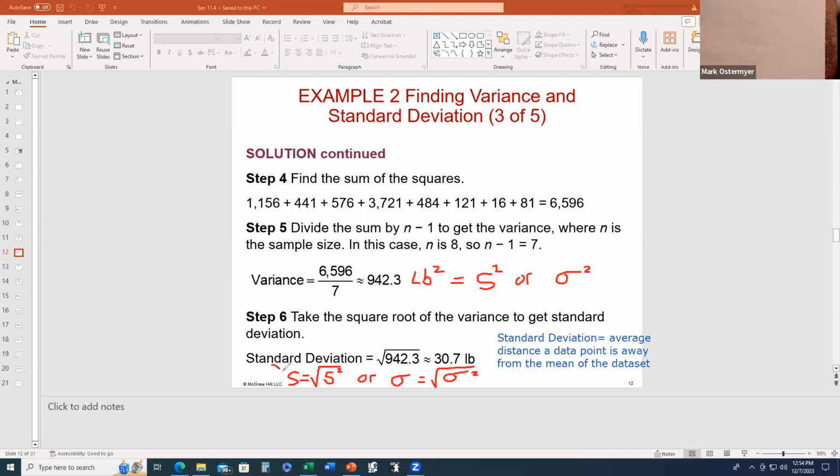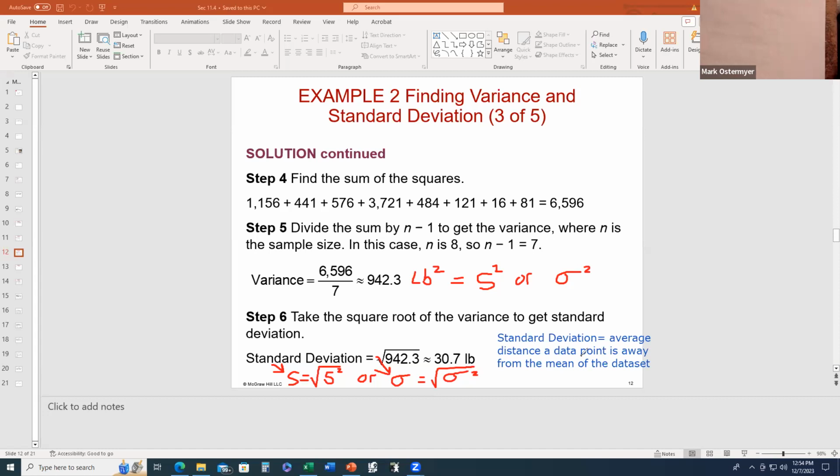So lowercase s represents the standard deviation of a sample. Lowercase sigma is used to represent the standard deviation of a population. So a little bit about the symbolism here. And like I said, these symbols are universal, textbook to textbook. Any stats book you break open, you'll see those symbols represent what I just indicated.